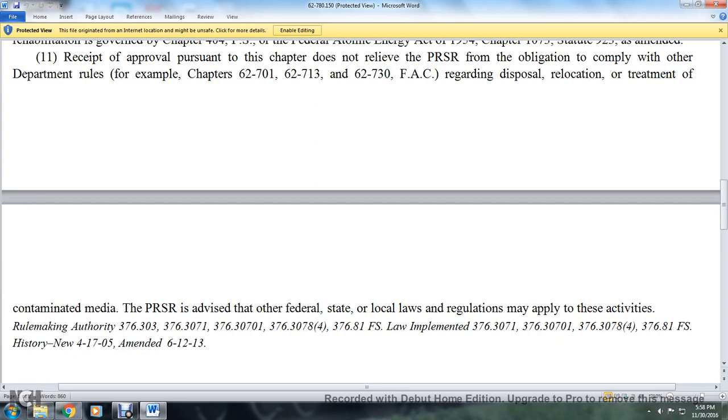Rulemaking Authority 376.303, 376.3071, 376.30701, 376.30784, 376.81. Laws Implemented 376.3071, 376.30701, 376.3078, 376.81. History: New April 17, 2005, amended June 12, 2013.